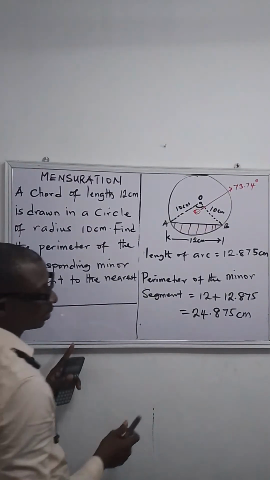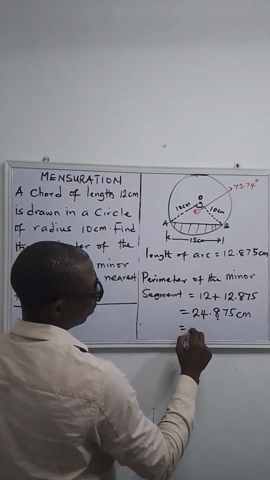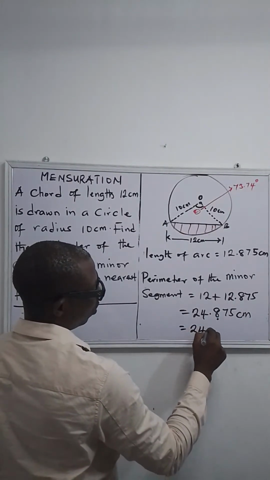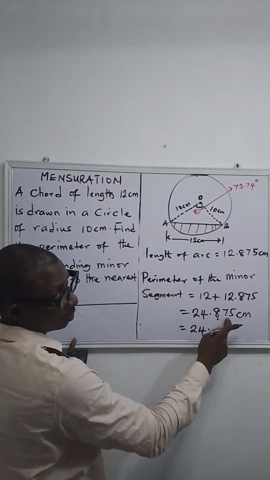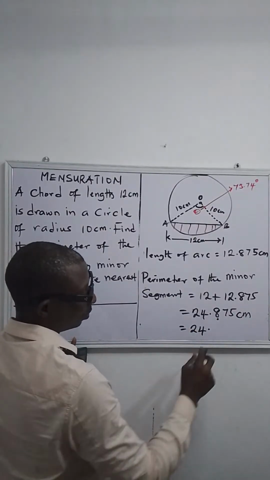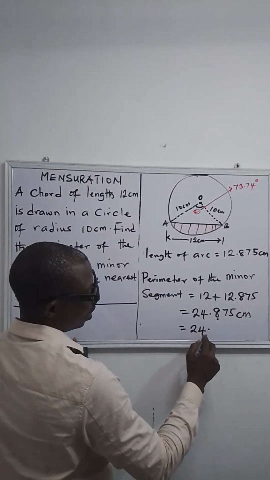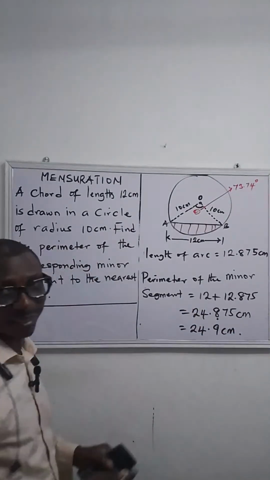So what's going to be the nearest tenth? This is the position of tenths. Okay, so we have 24 point. We are supposed to write 8, but the next digit after the last count is up to 5. So we have to increase the last digit. So this is going to be 24.9 centimeter. And that is the answer to the problem.